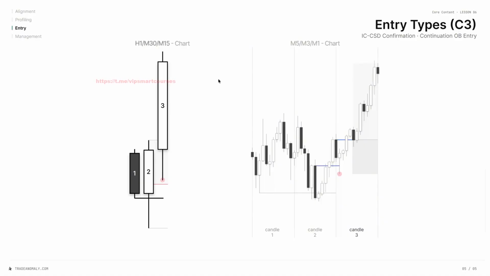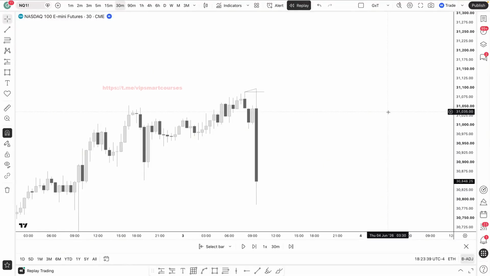Whereas change state delivery, there's more confirmation, but you could get left behind. Now we are going to be covering entry types. There are a lot of different ways you can enter the market. You can trade C2 candles, C3 candles. You can take the early entry at the reversal. You can take continuation.